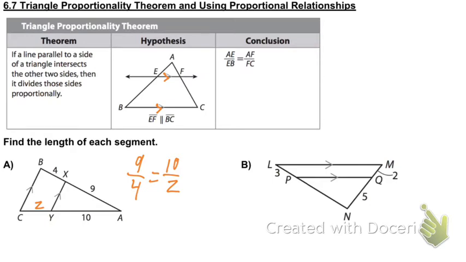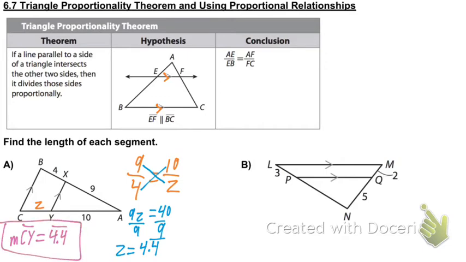Saren? I would say cross multiply. 9 times Z is 9Z. 4 times 10 is 40. Divide both sides by 9. Z equals 4.4 repeating. Does that check out? Yeah, it's 4.4 repeating. So the measure of segment CY is equal to 4.4 repeating.